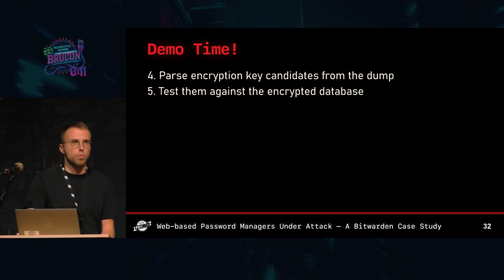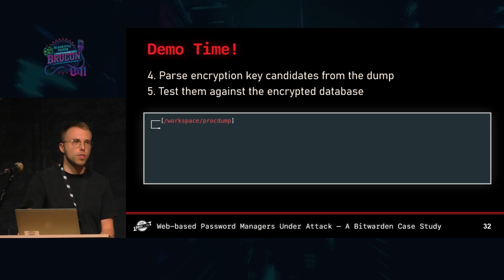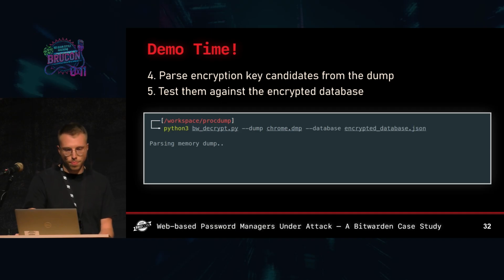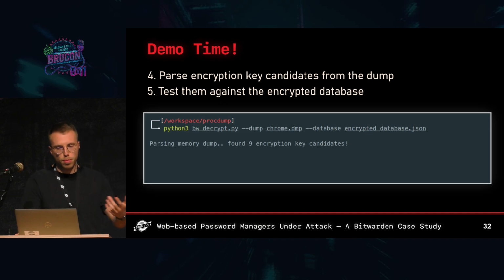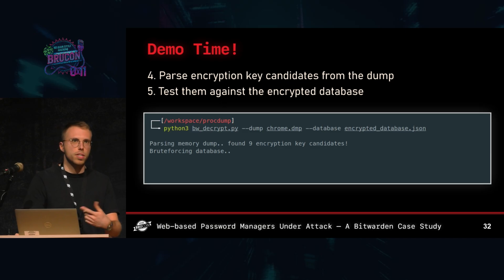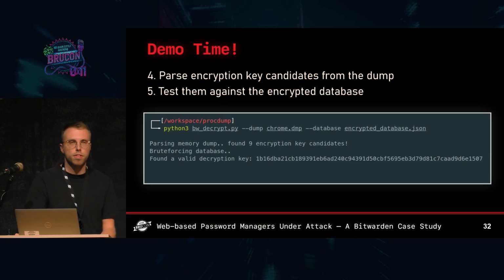And we'll be using our regex. So I wrote, once again, a small program. Its inputs are the Chrome dump that we just made, and then the encrypted database. It will parse the memory dump, find encryption key candidates with the regex here, try to brute force the encrypted database, and eventually find the appropriate decryption key. And it will write the decrypted database on disk.